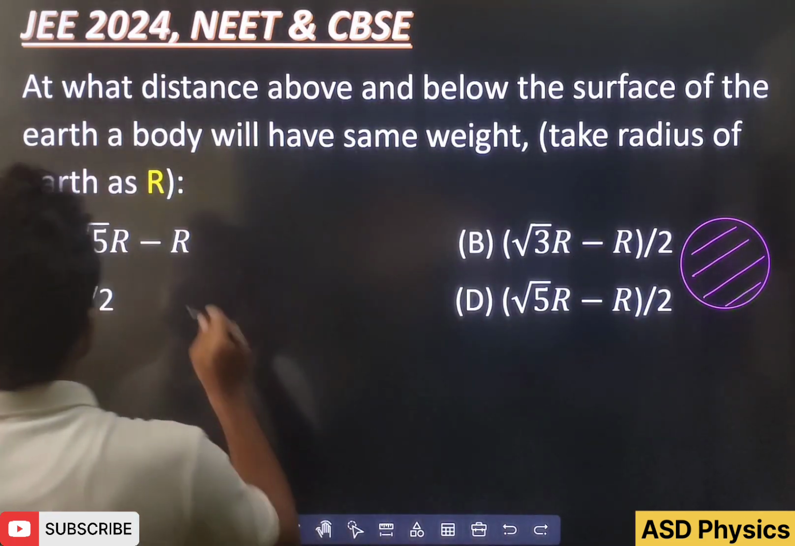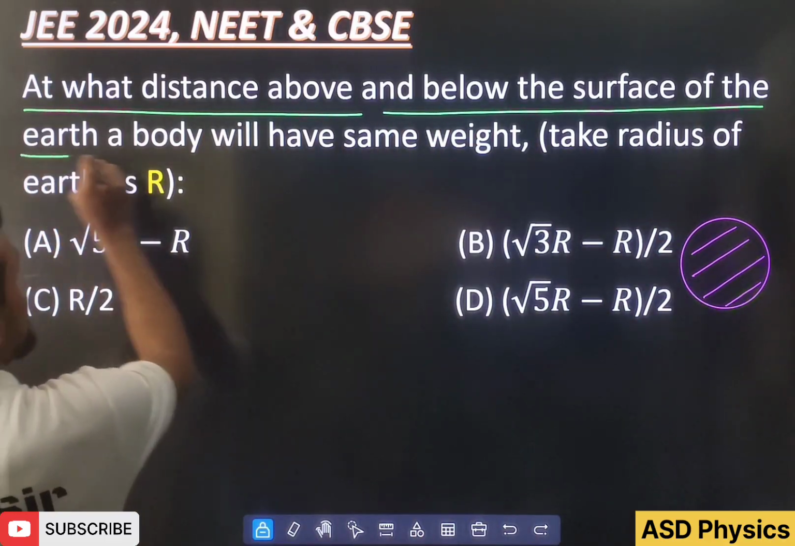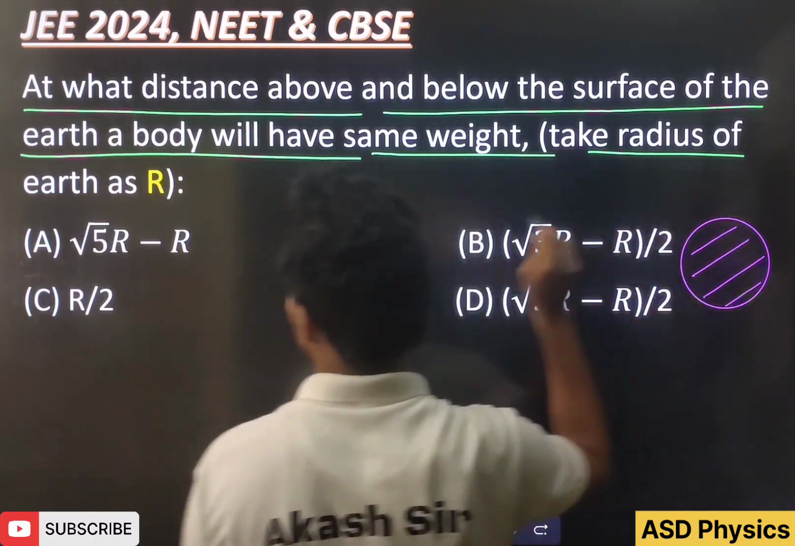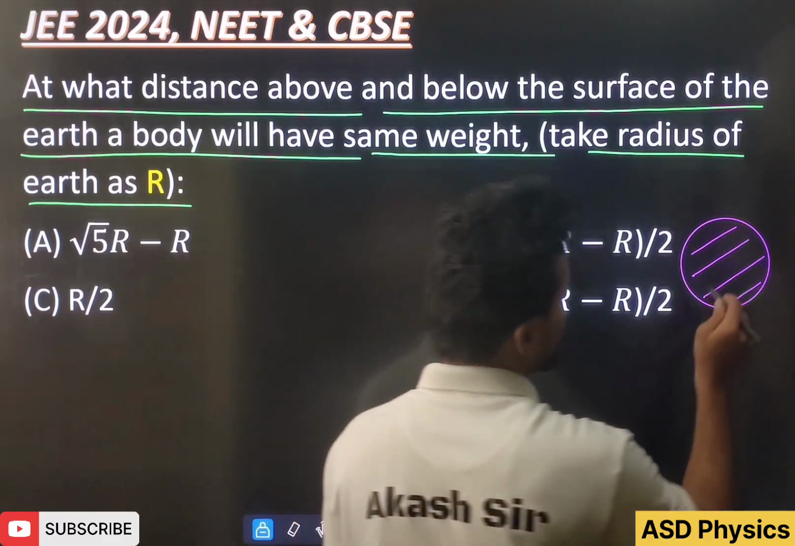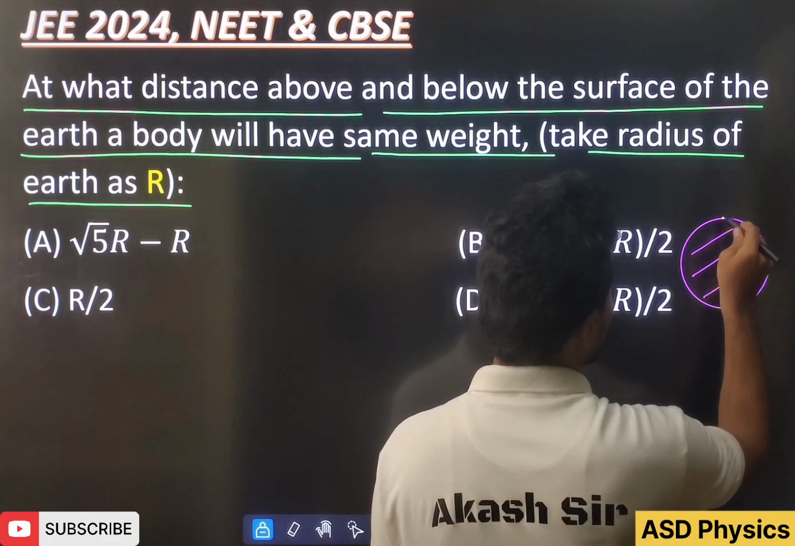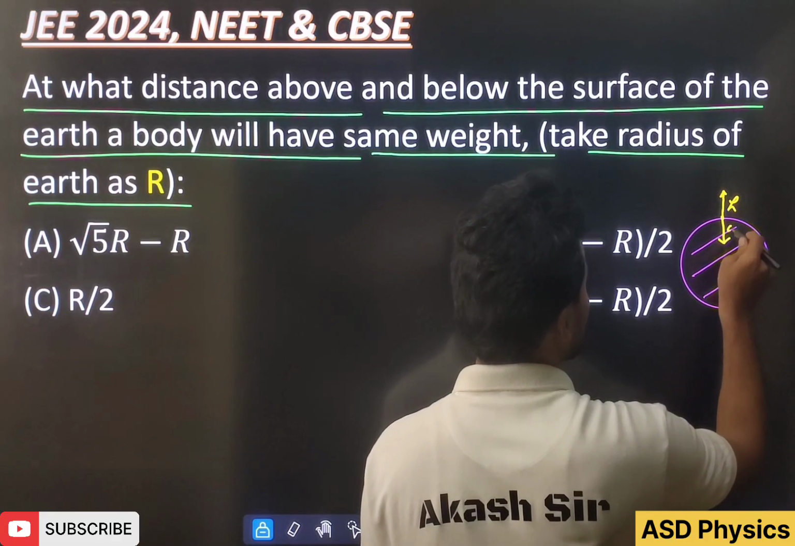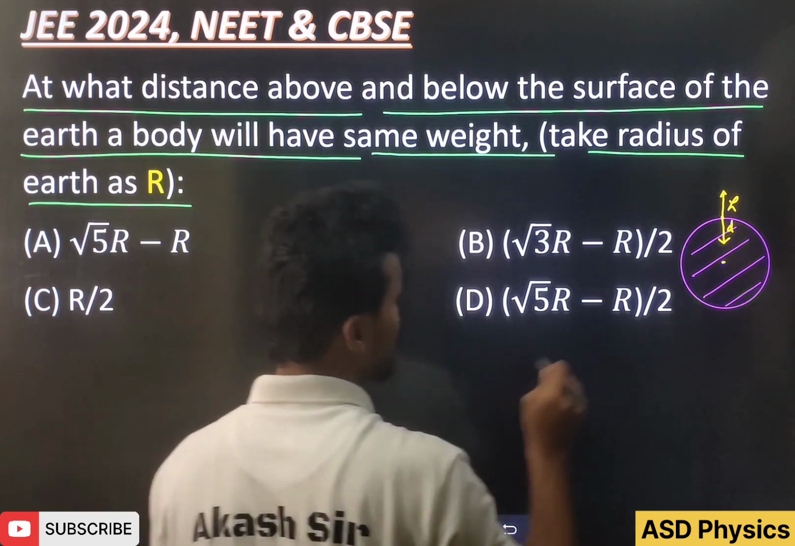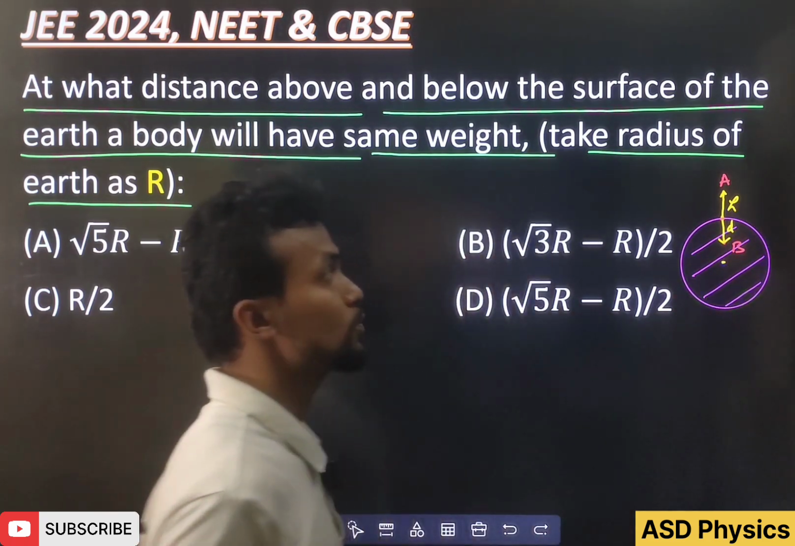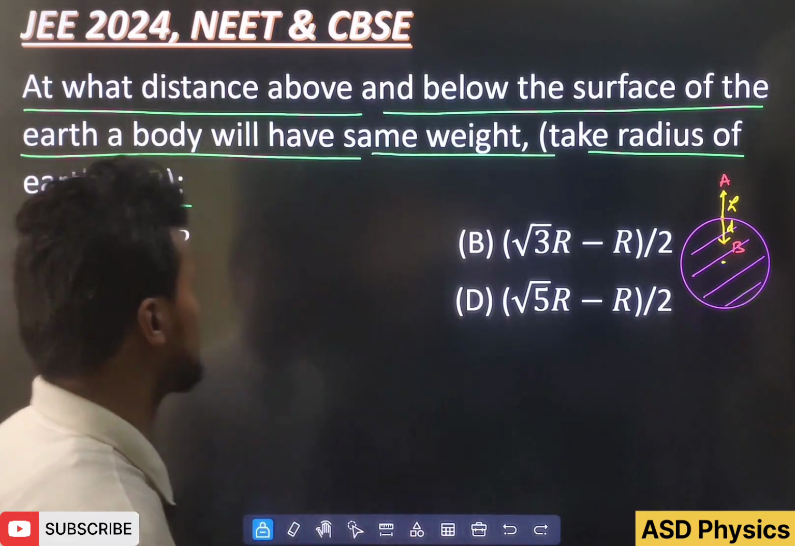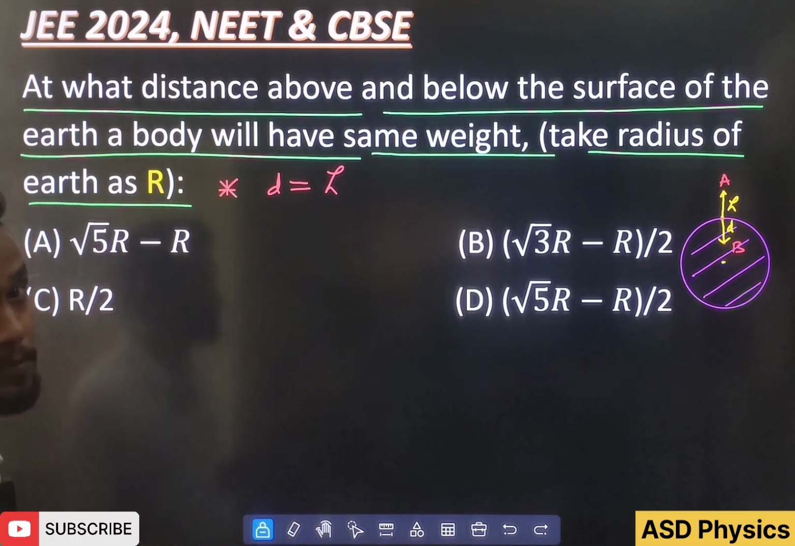Next one, let's see. The question is, at what distance above and below the surface of the earth will a body have the same weight? Take the radius of the earth as R. So let's take this is the earth, the radius is R, and this is the center. So let's take we are going some height up and some depth down also. Let's take height is h and depth is d. Here, let's take this is point A, and inside let's take point B. At both the points the gravity value should be the same. So from here you can tell the value of depth is equal to height, is it?